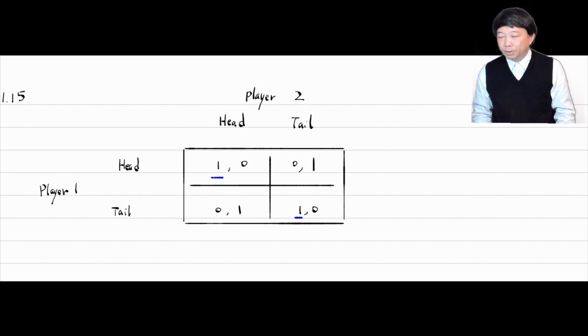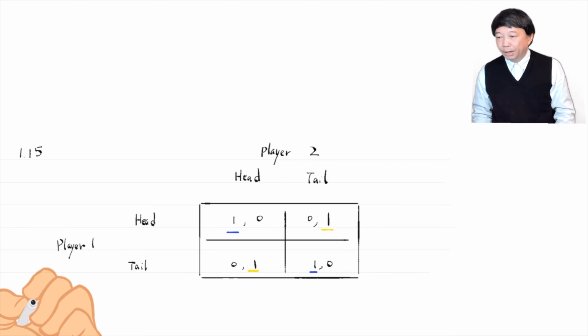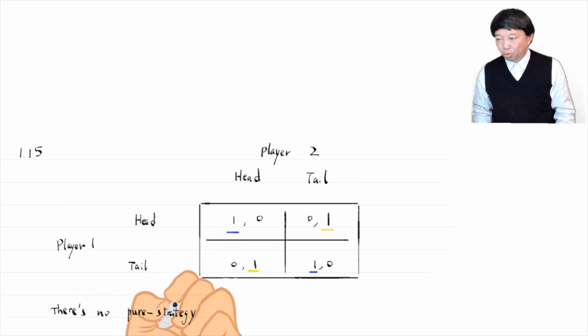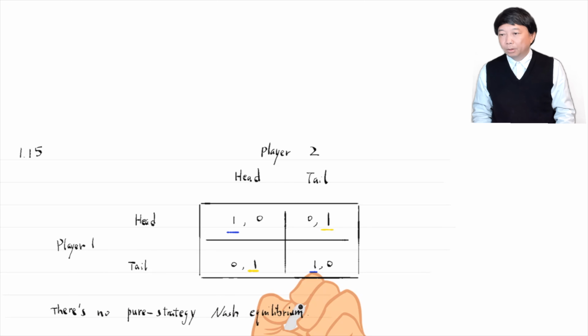Next, we consider player 2's choices. Given that player 1 uses head, player 2's best response is to choose tail because it brings a payoff of 1 instead of 0. Given that player 1 uses tail, player 2's best response is head. We underline the corresponding payoffs. We cannot find any cell with both payoffs underlined. There is no pure strategy Nash equilibrium in the game. We will find the mixed strategy Nash equilibrium of the game.